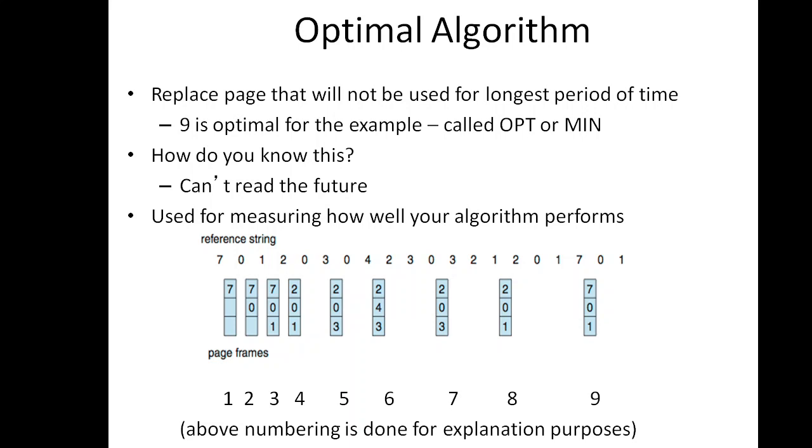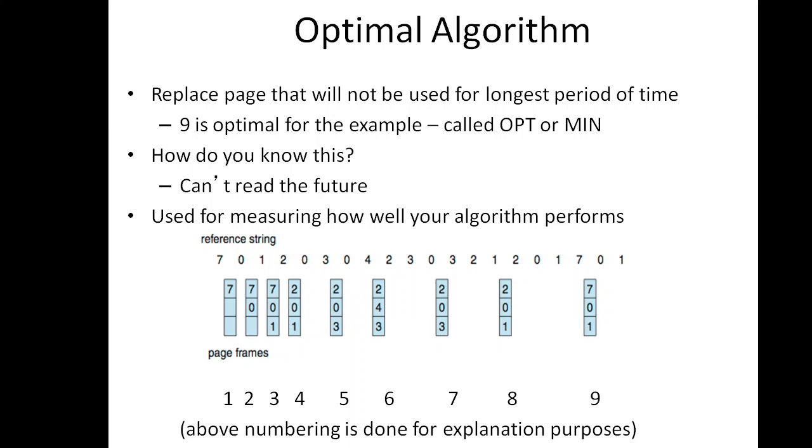Next value 2 is inserted now. Next value is 1. 1 is inserted. 2 is already there in the frame. Next value is 0. 0 is also already there in the frame. Next value is 1. 1 is also there in the frame. Okay, next value is 7.